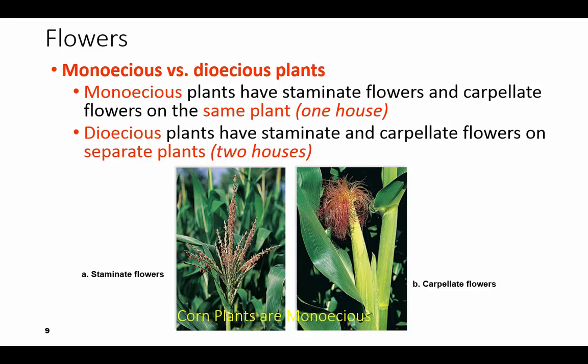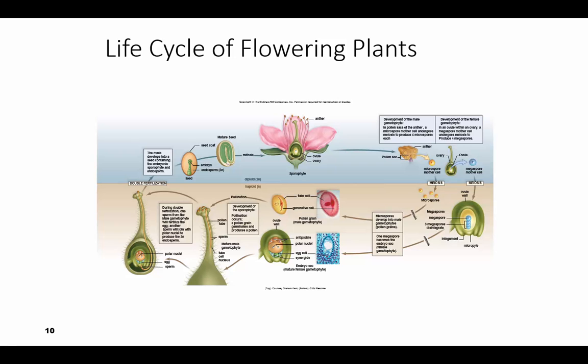Now, flowers can be monoecious or dioecious. If they're monoecious, mono means one, so you've got the male staminate flowers and the female carpellate flowers on the same plant. Look at the corn plant at the bottom. You see the staminate flowers over there in figure A on the left, and on the right those are the silks, the carpellate flowers. If the plant is dioecious, then they're going to be on different plants: staminate flowers on one plant and carpellate flowers on the other plant.